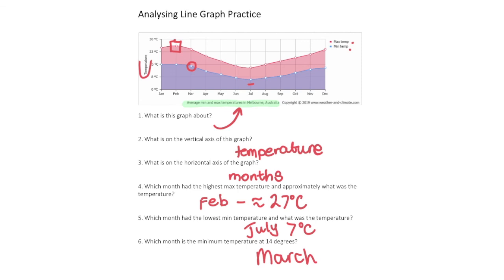Nice. So, hopefully after this lesson, you're feeling a little bit more confident with how to draw line graphs. Don't forget Let's Go and how to analyze line graphs.